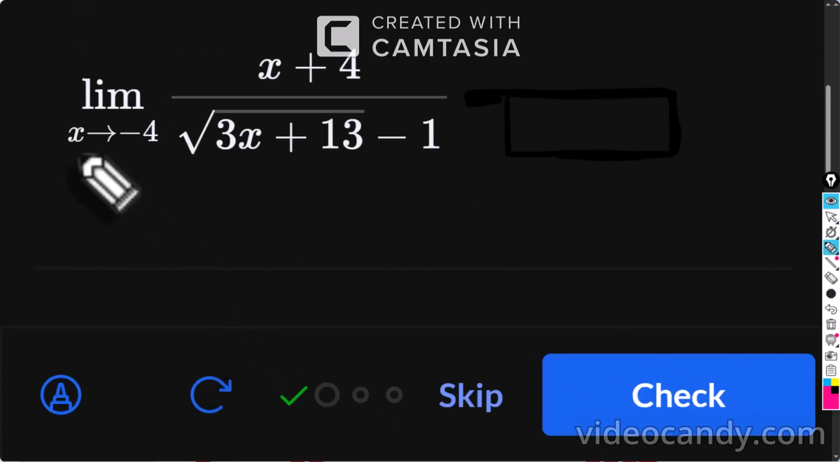All right, here we have x approaching -4. Once again, if you use direct substitution at this point and plug in -4, you'll get 0 over 0. So once again, we're going to multiply by the conjugate over itself. All right, so we're going to take this whole fraction and multiply it by 1. Okay, so use the conjugate, radical 3x plus 13.